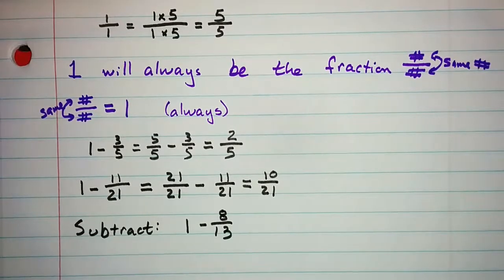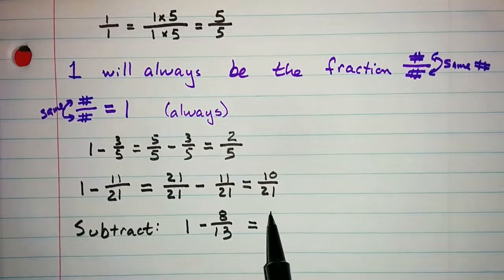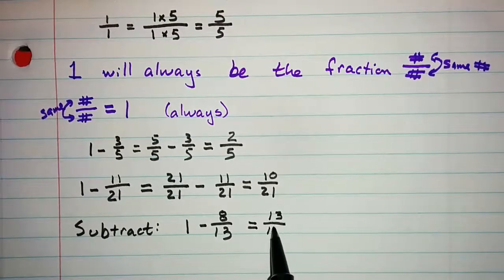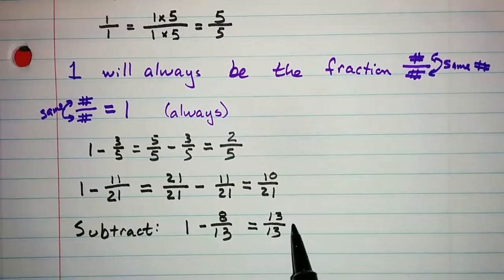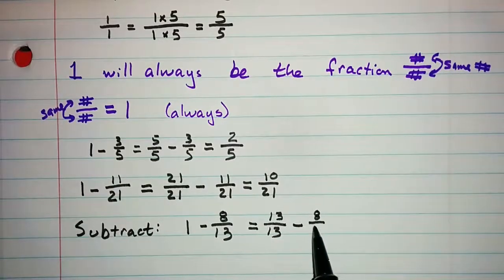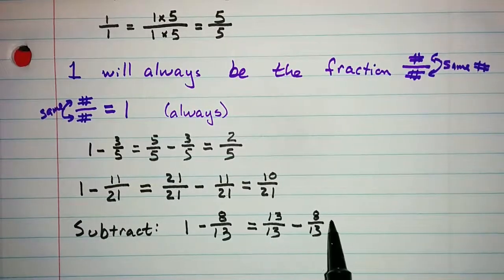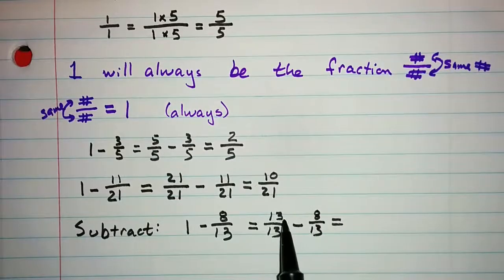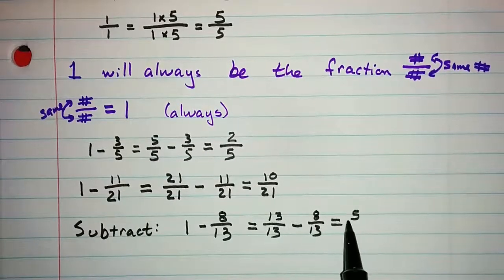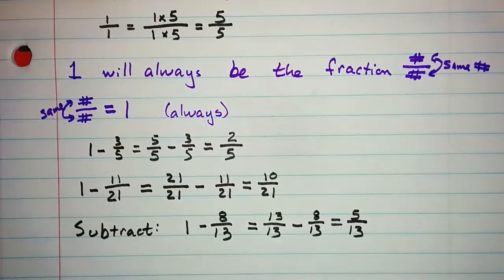Subtract 1 minus 8/13. Pause the video and try this now. All right. 1, of course, is 13/13. When I subtract 8/13, well, I'll get 13 minus 8 is 5/13.